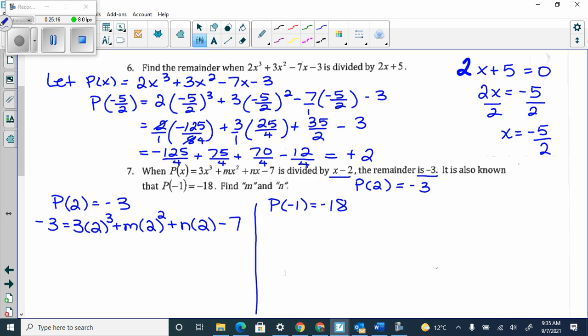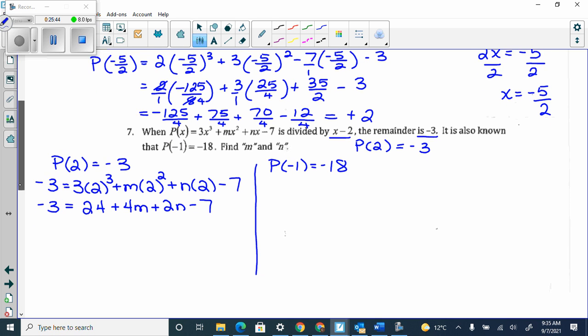Now we just have to do some math. Now the hint is in grade 10, they were always just x's and y's. This happens to be m and n's. They could be whatever variables they want them to be, right? My goal always is get m and n on one side and all the numbers, the rest of them all together on the other. So I'm going to get negative 3 equals 8 times 3, which is 24, plus 4m plus 2n minus 7. Then I just collect like terms.